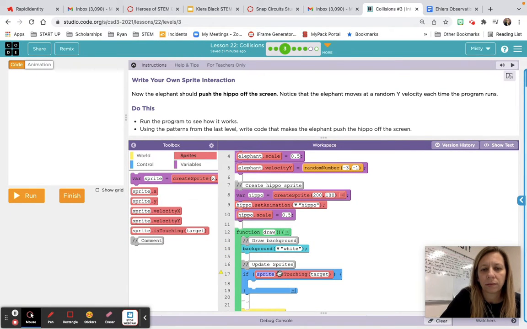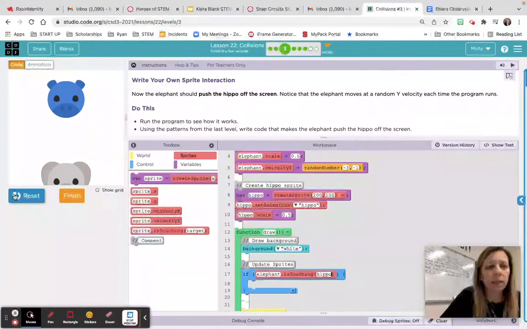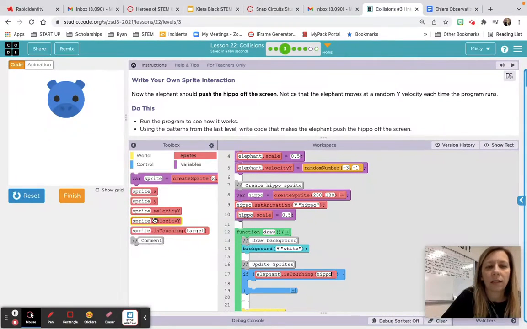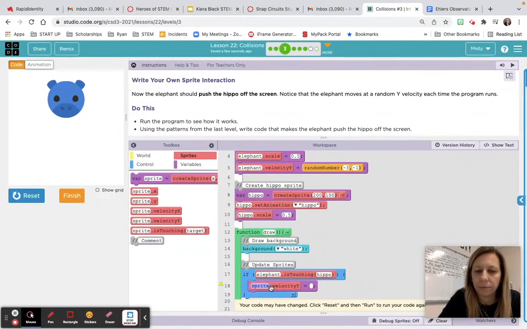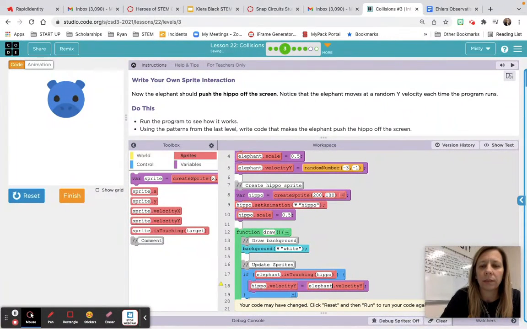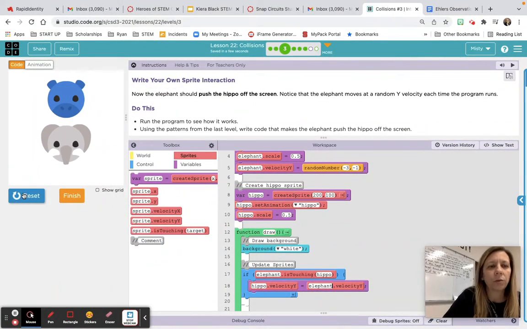If the elephant is touching the hippo, well, what velocity do we want the hippo, which is currently not moving, to have? We want it to have the same velocity as the elephant. So we want the hippo velocity y to be equal to the elephant's velocity y, whatever that is, because we don't know if it's -3 or -2 or -1.